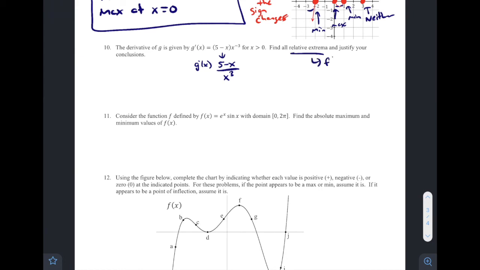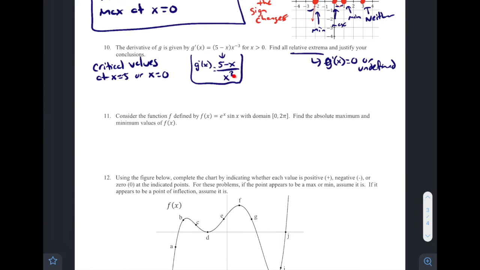And so relative extrema occur at critical values. They occur when f prime, or g prime in this case, is equal to 0 or it's undefined. So where are the critical values for this? Well, we can see that it's going to have critical values at x equals 5, since that would make this numerator equal to 0, and so this would be a derivative of 0. Or we could have the denominator be equal to 0 and it would be undefined, so that would happen at x equals 0 for this, right? Because we'd be dividing by 0, it would be undefined, and so that's a possible place where we might have extrema. With that said, though, we want to take a look at a sign chart for this.